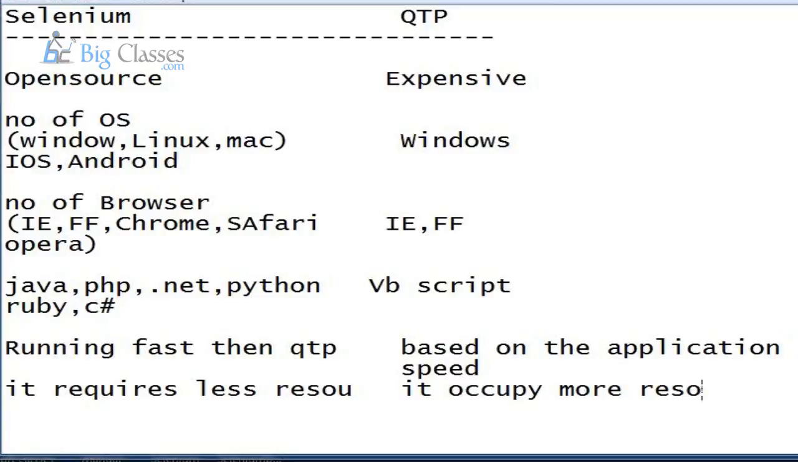Due to these differences, guys, Selenium is very famous nowadays. What are the differences? Selenium is open source, but QTP is expensive. Selenium can support a number of operating systems, but QTP supports only Windows. It supports a number of browsers, but QTP supports only a few. It supports a number of languages, but QTP supports only VBScript. It runs very fast compared to QTP, which works based on the application speed. And it requires fewer resources, but QTP requires more resources. So due to this, Selenium is very famous nowadays.